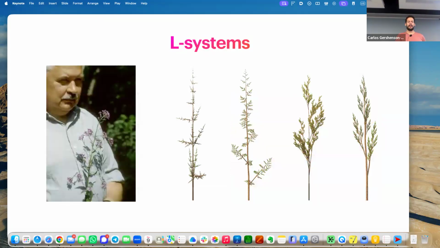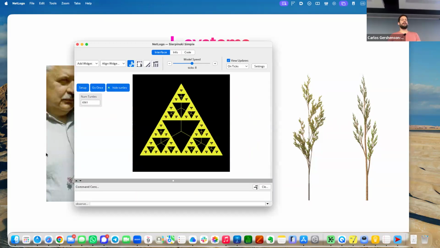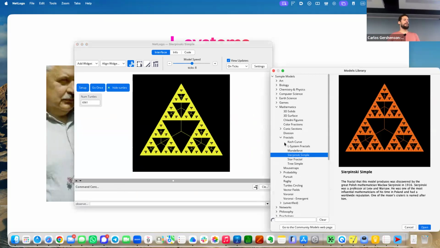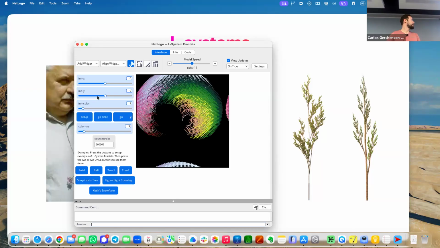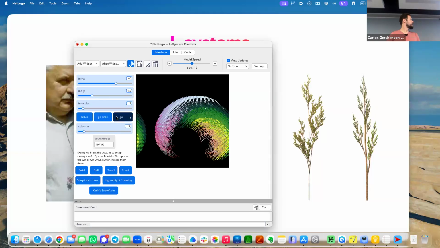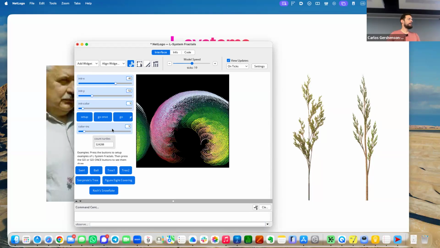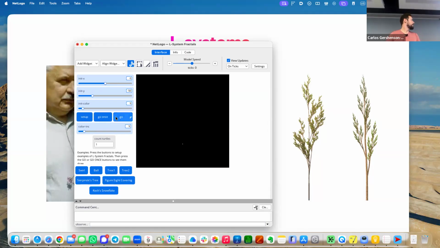Aristid Lindenmayer proposed so-called L-systems, or Lindenmayer systems, and they can generalize many of the fractals already mentioned, and also others. And they use the so-called turtle graphics that were defined also with Logo in the 60s, the grandfather of NetLogo. So for example, you start with a root and then you have different rules and then you end up with this type of patterns. And then you can vary the parameters, then you end up with different patterns and so on. So you can play with this.